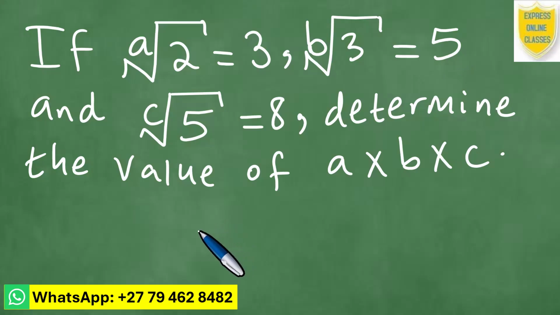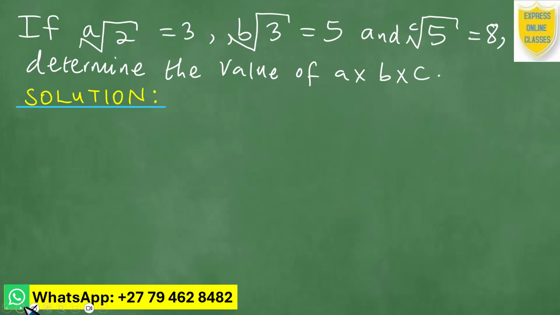In this lesson, we shall solve this question in front of us. If the ath root of 2 equals 3, the bth root of 3 equals 5, and the cth root of 5 equals 8, determine the value of A times B times C. We solve this question in a step-by-step fashion, beginning as follows.